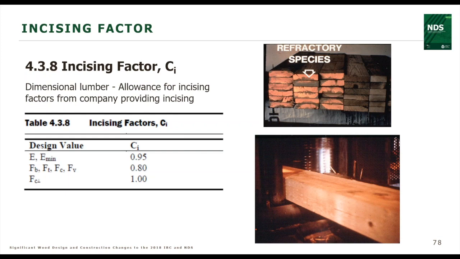Typically, those incising factors had been taken from table 4.3.8. However, you're now permitted to use a different incising factor for your incising pattern and lumber size when it's obtained from the company providing the incising, or the manufacturer. So this is an alternative to the approach in table 4.3.8. You can still use these values, but if you have different values from the supplier, then you can use those values.